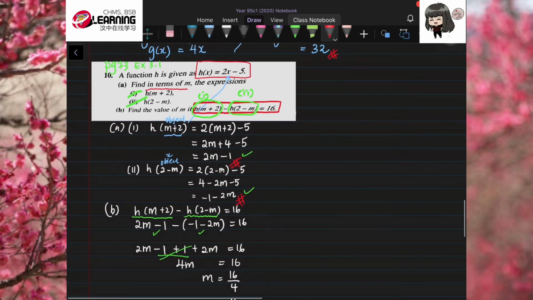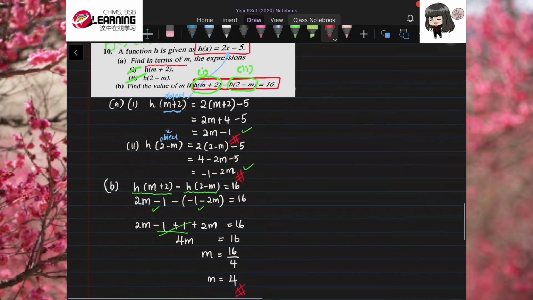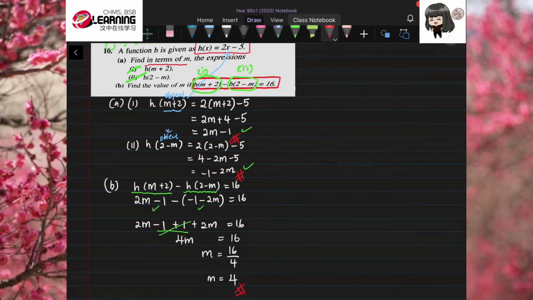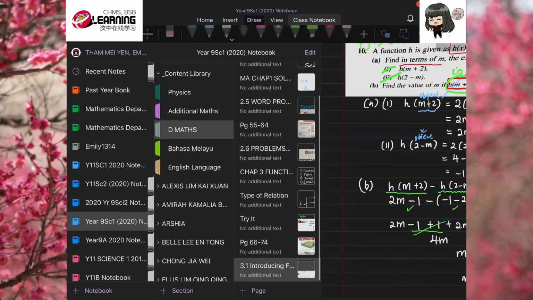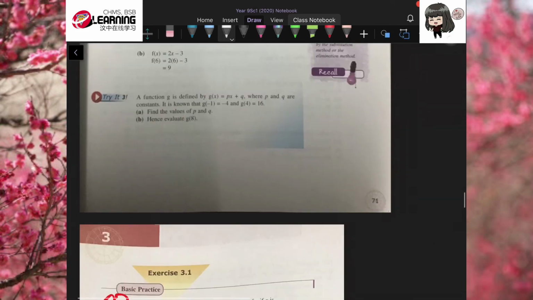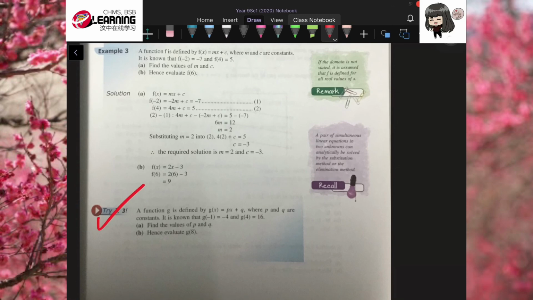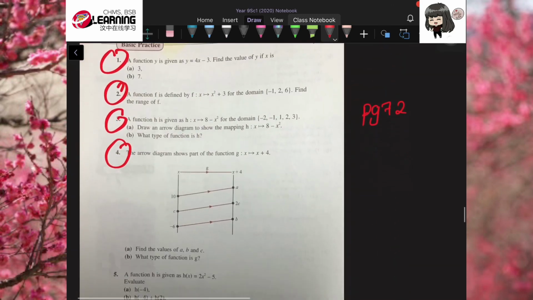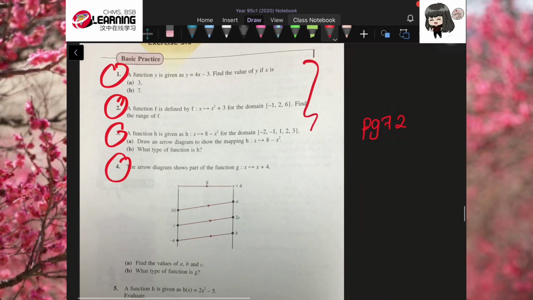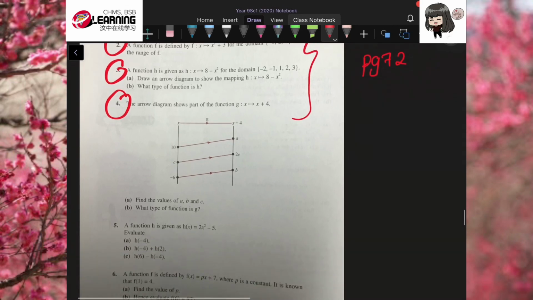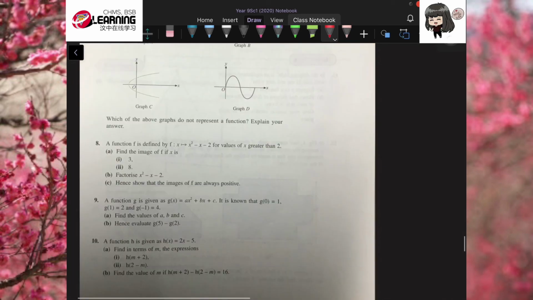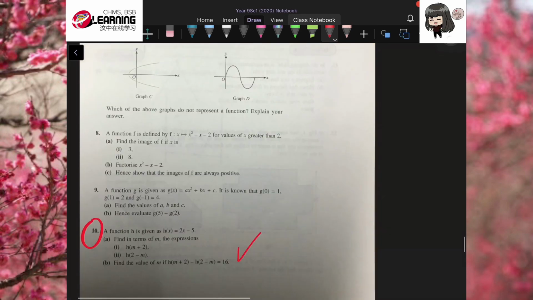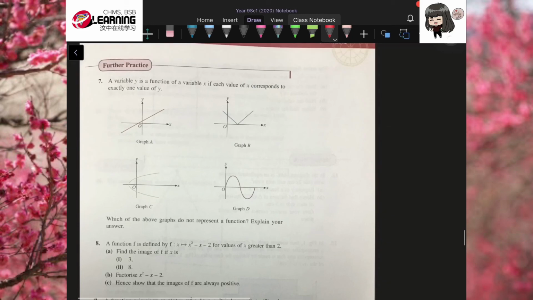So we have done question number 10. I hope you write all this down in your notebook. And that's all for our lesson 7. Before that, we have done our try it 3 already. Try it 3 done. 1 to 4 are the questions that we discussed today. And question 10 is also a question that we have discussed today in this lesson.